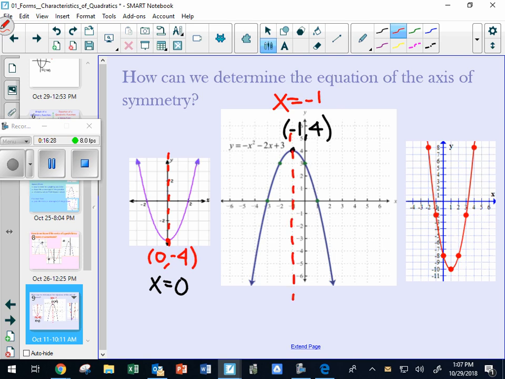All right. What about for this graph over here? What was the vertex? We've got 1, -10. All right. And then what about the equation for the axis of symmetry? X equals 1. Exactly. Woo. Got it.